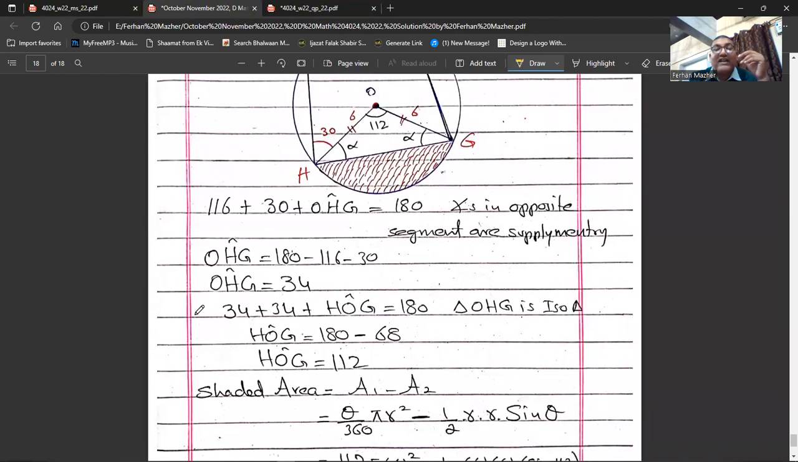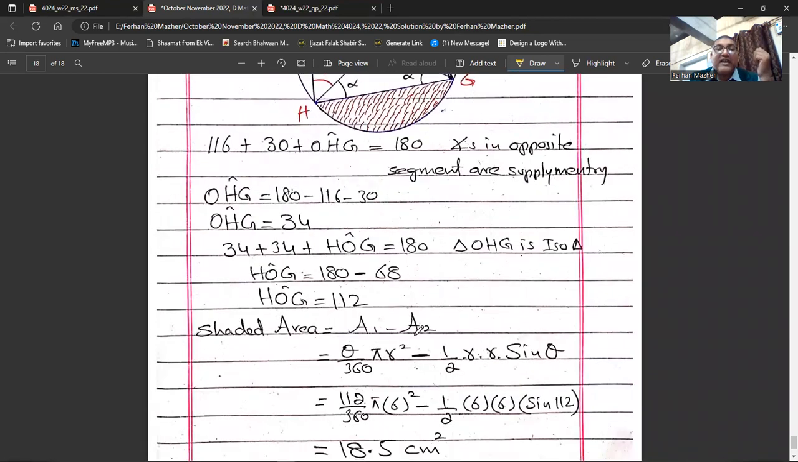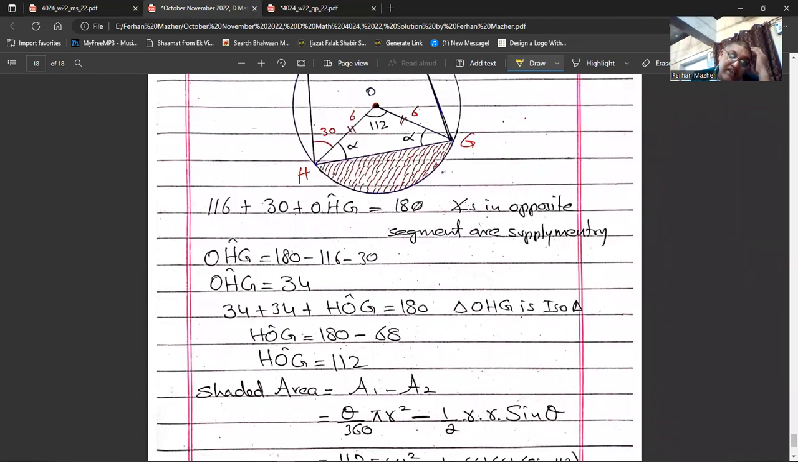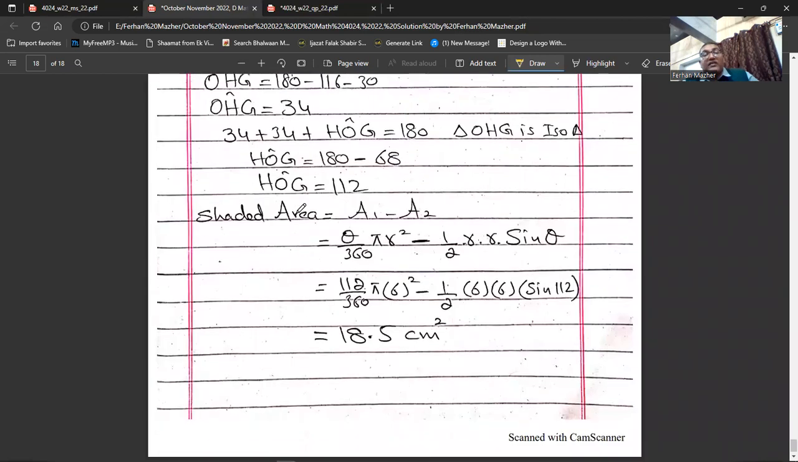So now I can find the shaded area. The shaded area will be A1 minus A2. A1 means the area of this sector, and A2 means the area of this triangle. Okay. So the area of this sector will be theta by 360 pi r squared minus area of that triangle, which will be 1 by 2 into r squared into sine of theta. So it will be 112 divided by 360 into pi into 6 squared minus 1 by 2 into 6 squared into sine 112, and that will be 18.5 centimeter squared.